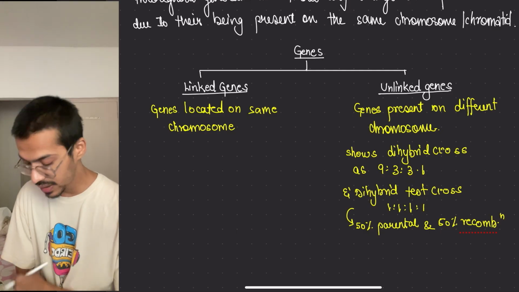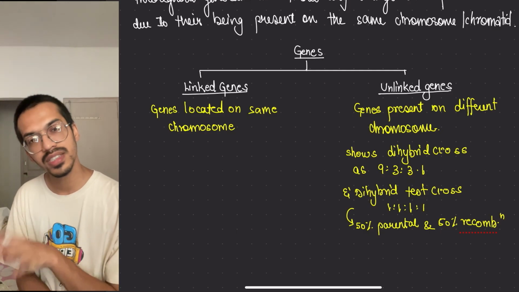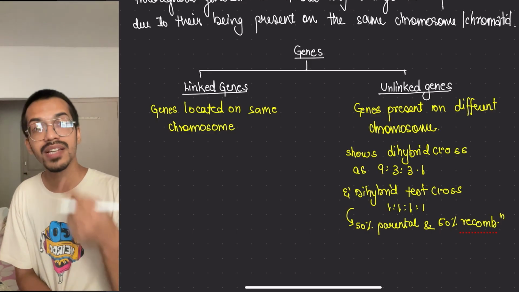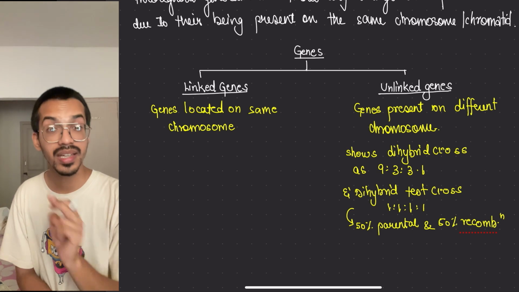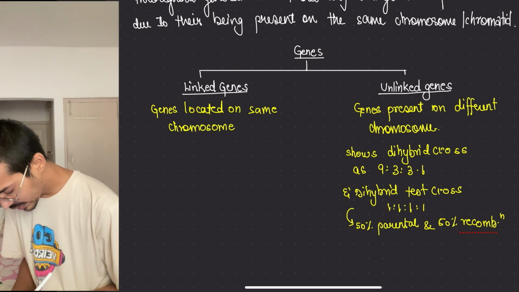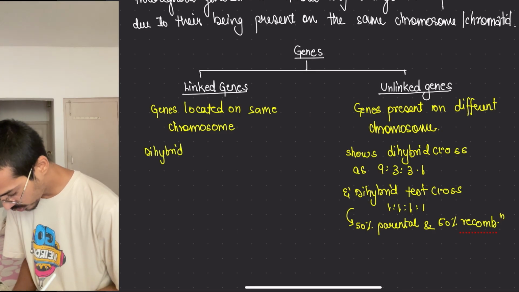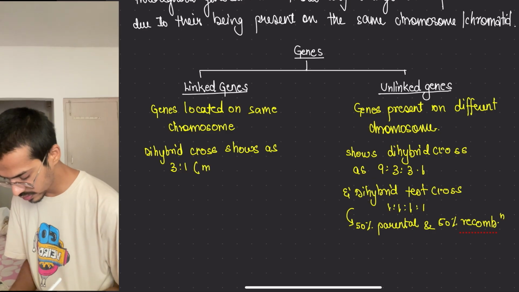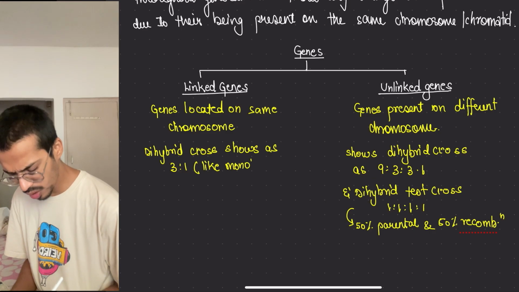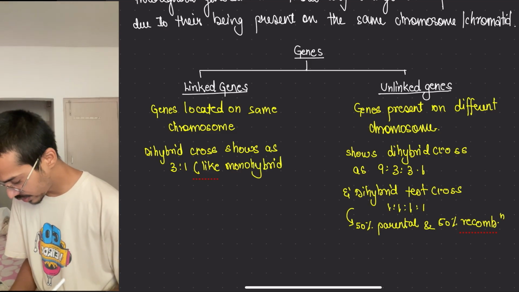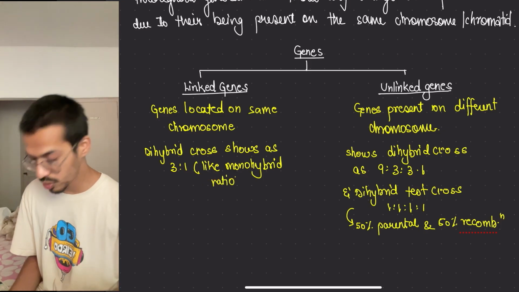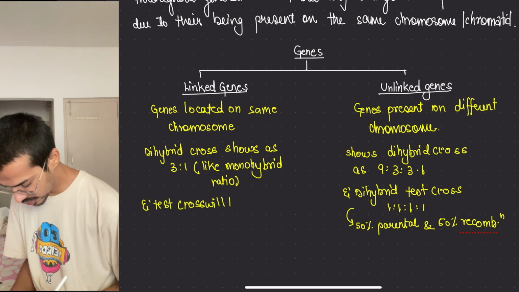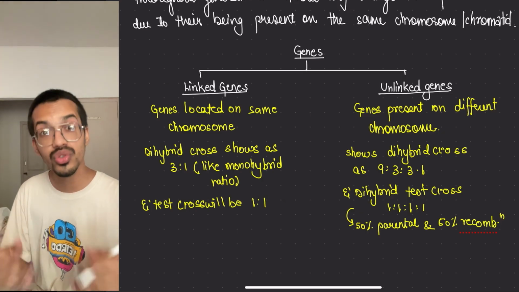But what happened in the case of linked genes? When there is a dihybrid cross in linked genes, two genes are there, meaning two-gene inheritance, a dihybrid cross. When we do the dihybrid cross, they will act like a monohybrid result, meaning a 3:1 result. So the dihybrid cross shows 3:1, like a monohybrid cross result. We have to remember the fact: monohybrid ratio, and the test cross would be 1:1, meaning both will be parental combinations.